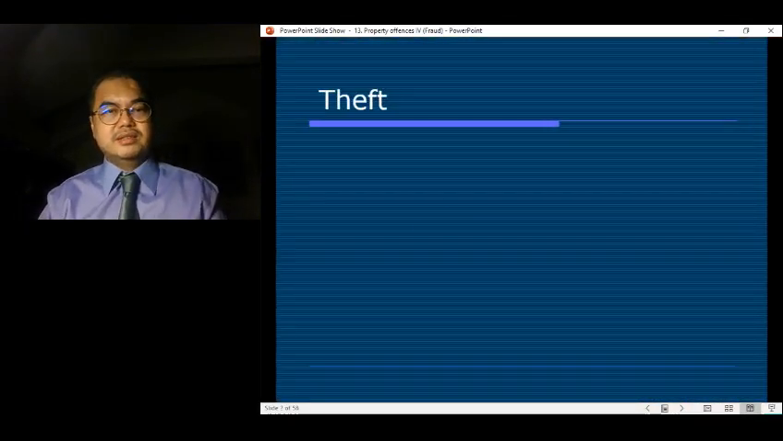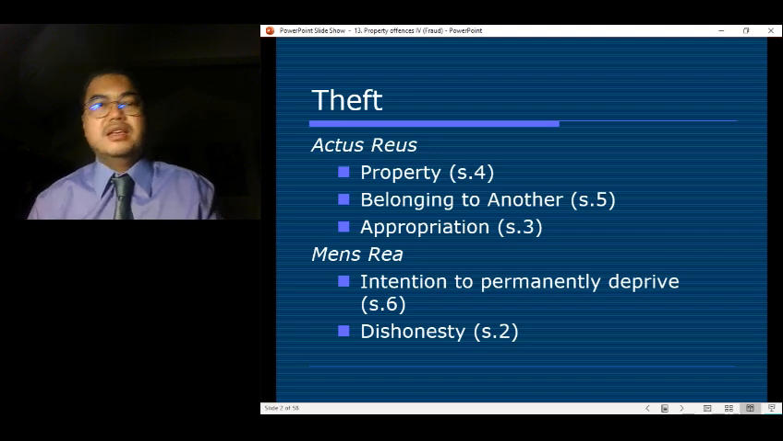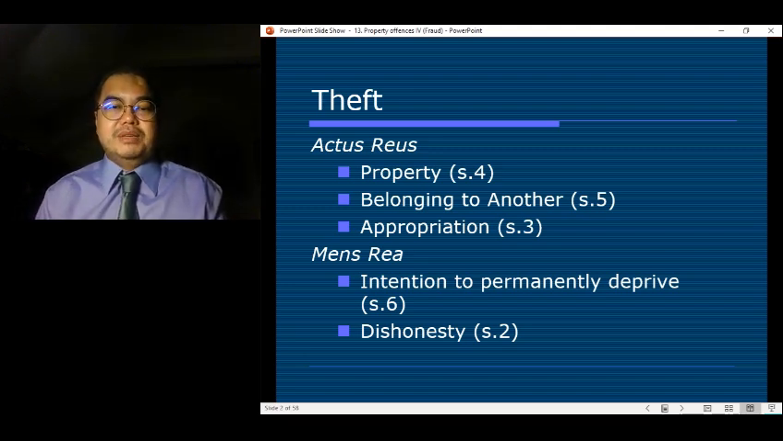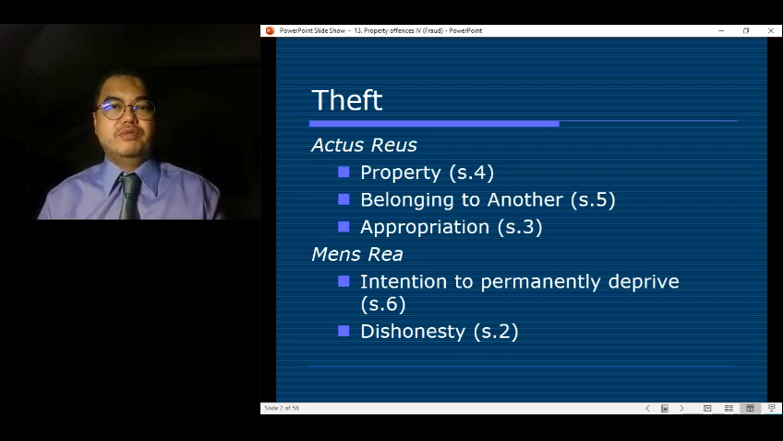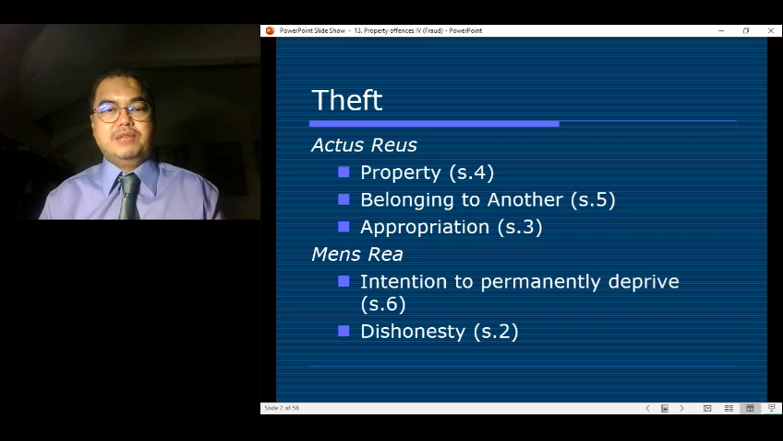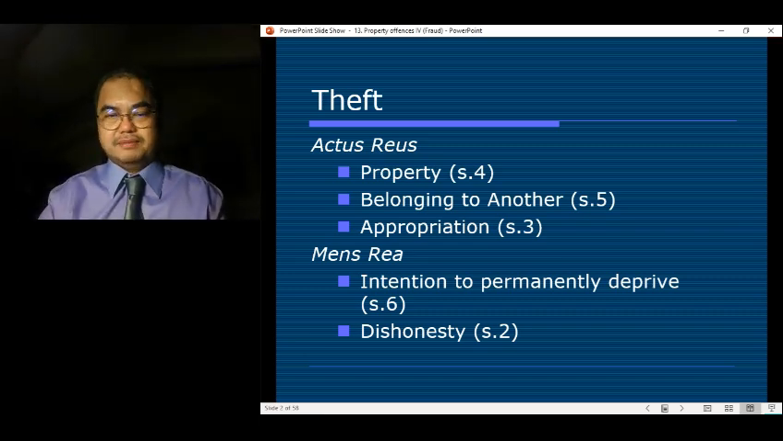Property offences. So far, we have covered the offense of theft. Just a quick recap. Theft is defined under Section 1 of the Theft Act 1968, where the elements are a person who dishonestly appropriates property belonging to another with the intention to permanently deprive the other of it. And each element is explained in sections 2, 3, 4, 5, and 6.